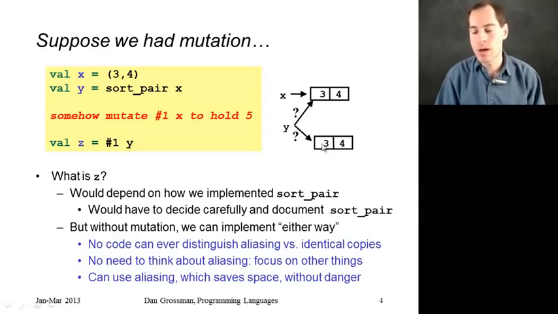But if there were some way in ML to mutate, say #1 of x, to change it, so instead of holding 3, it holds 5, now we have a very difficult question.